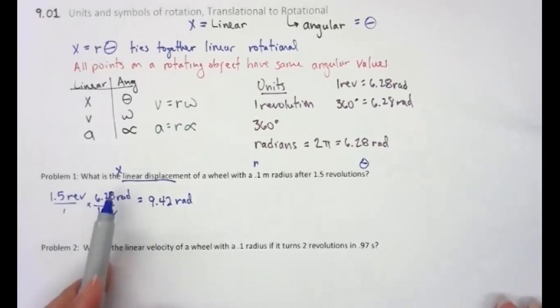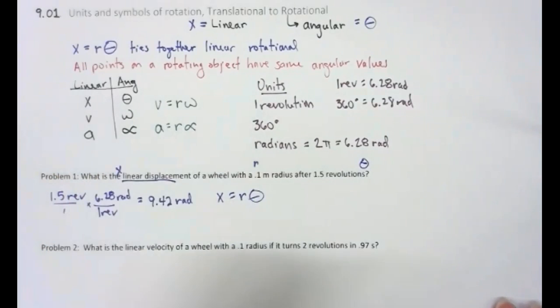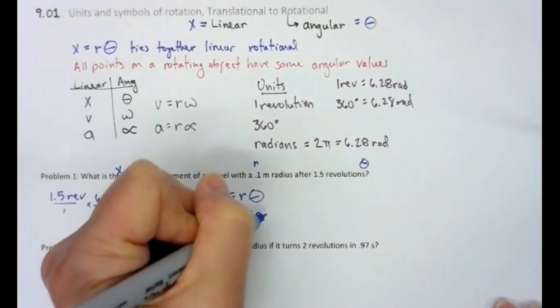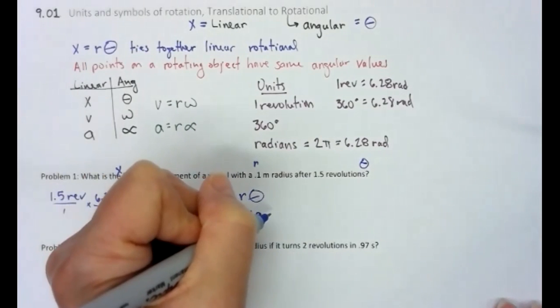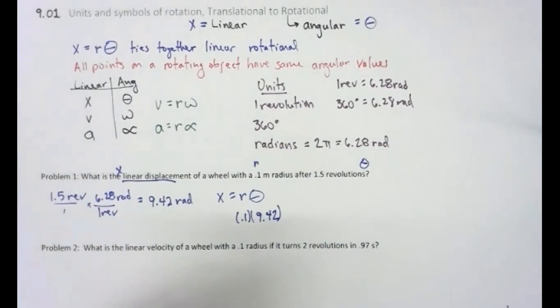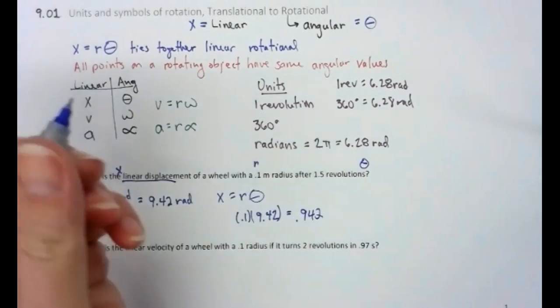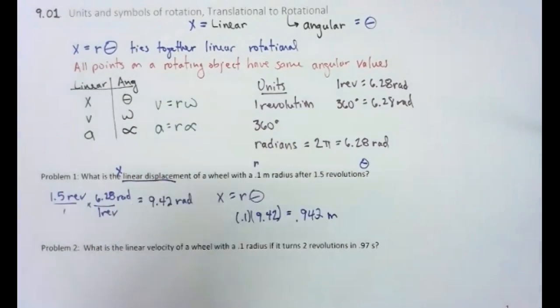So in order to solve for x, I know that x equals r theta. So that's going to be 0.1 times 9.42, and that's going to be 0.942 meters.